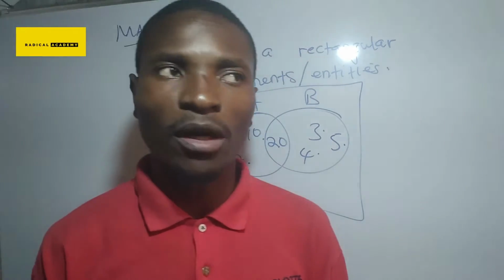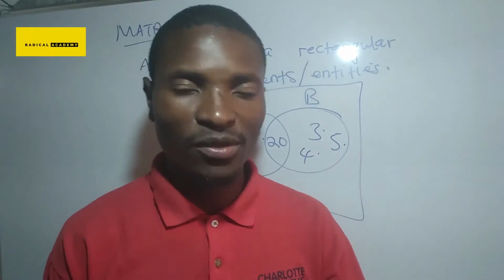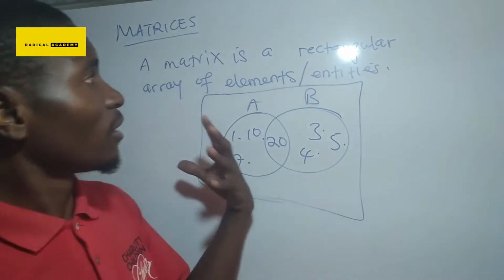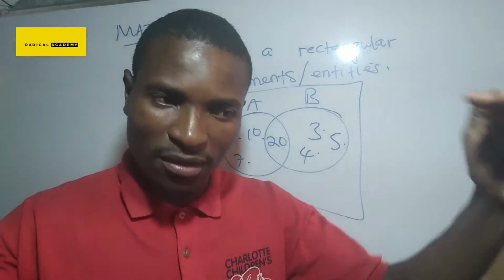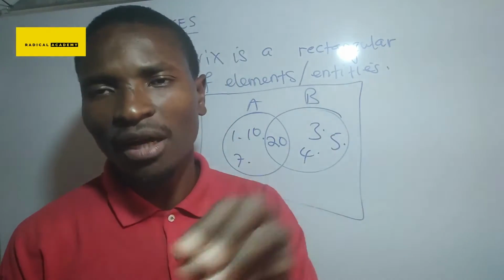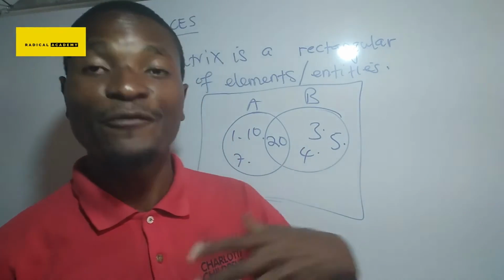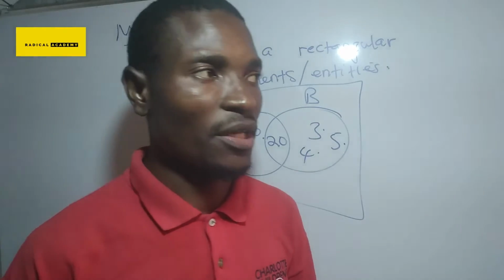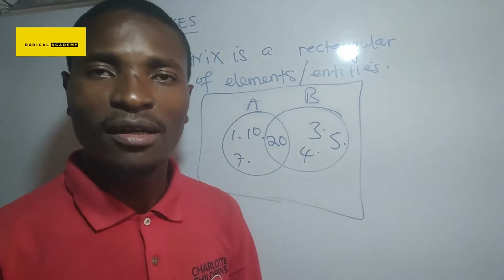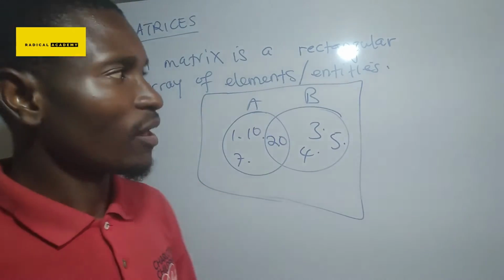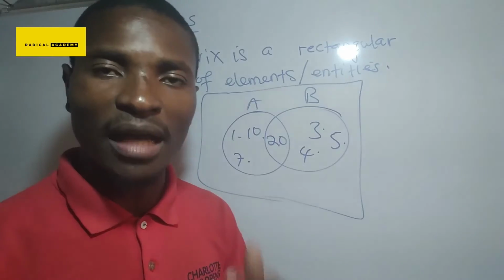So we are saying that a matrix is a rectangular array, or just a rectangular storage. And in this kind of storage we have individual components or individual elements that define that particular matrix. So I hope that definition is clear, so that we can move on to how we can add matrices and how we can also subtract matrices.